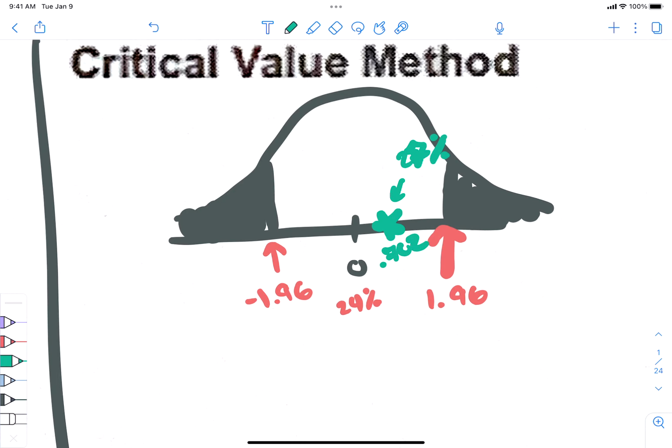So is he considered to be an extreme value? No. Is extreme in the shaded area? Extreme is the shaded region, yes. The shaded region is the bad region. That's considered to be a shaded region.